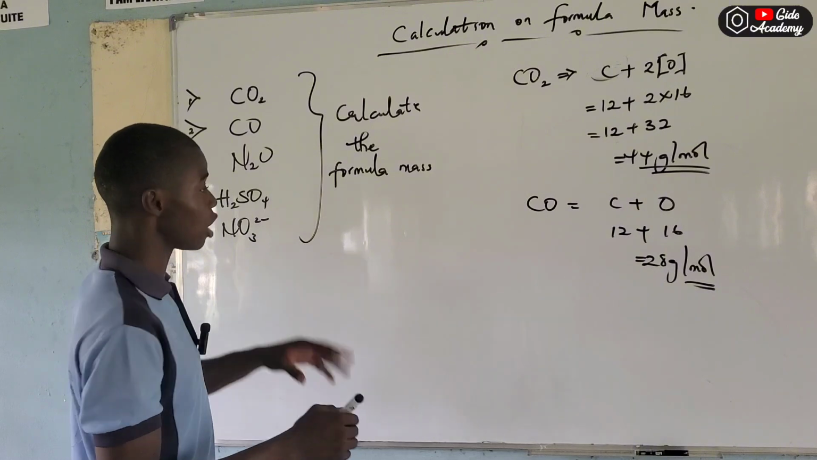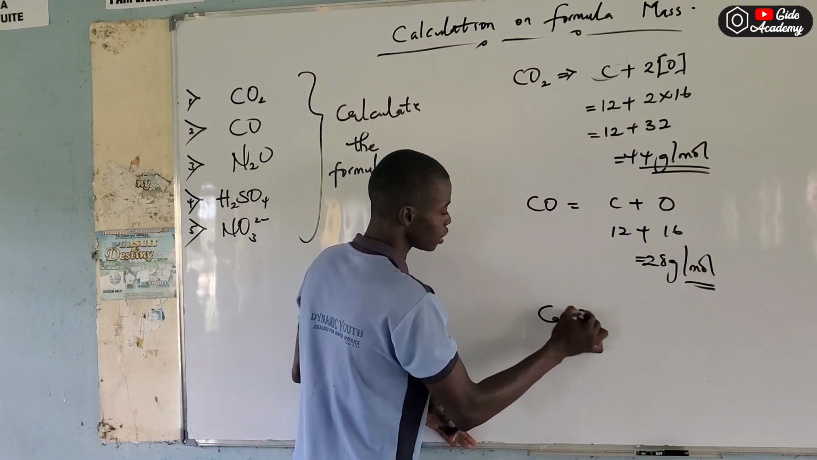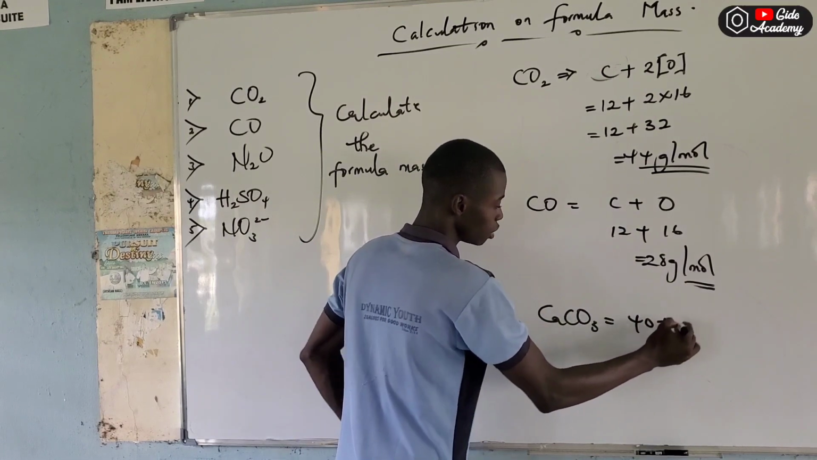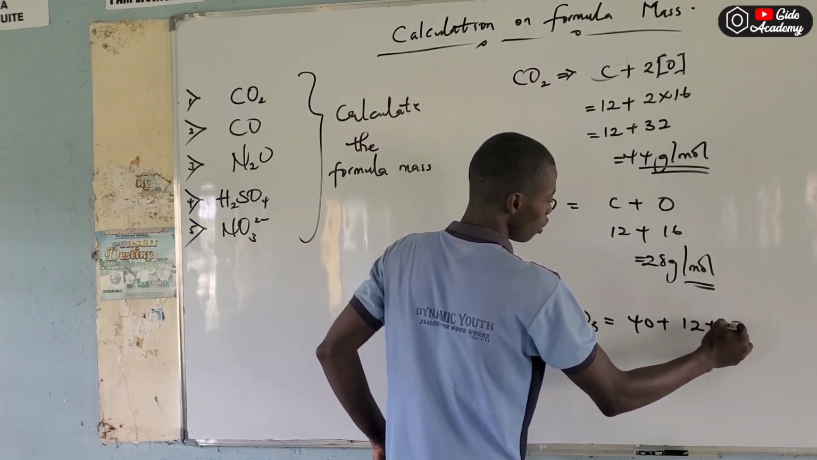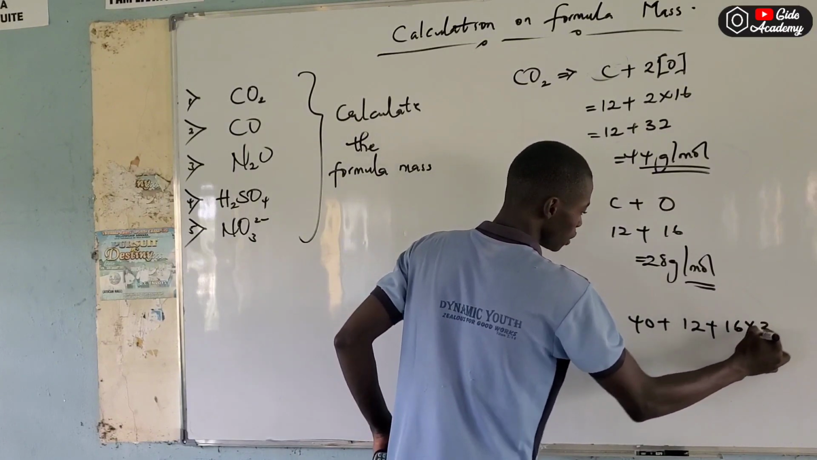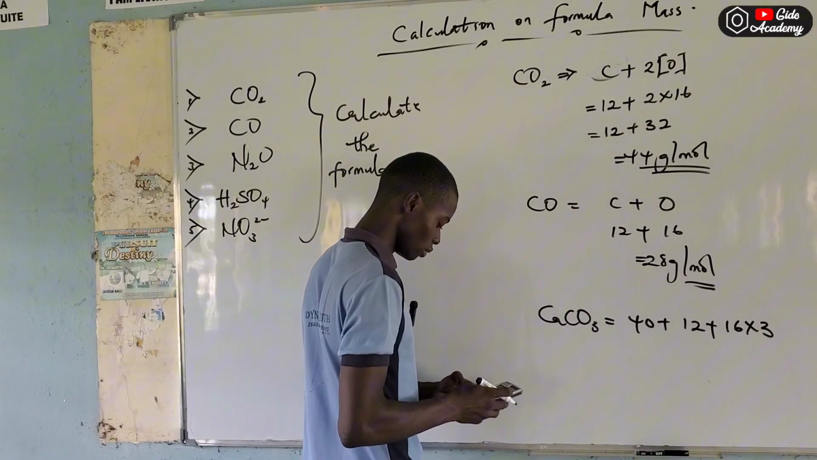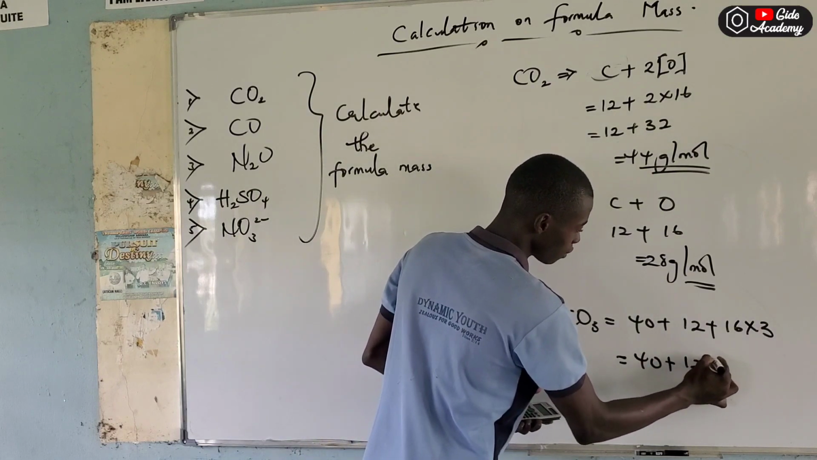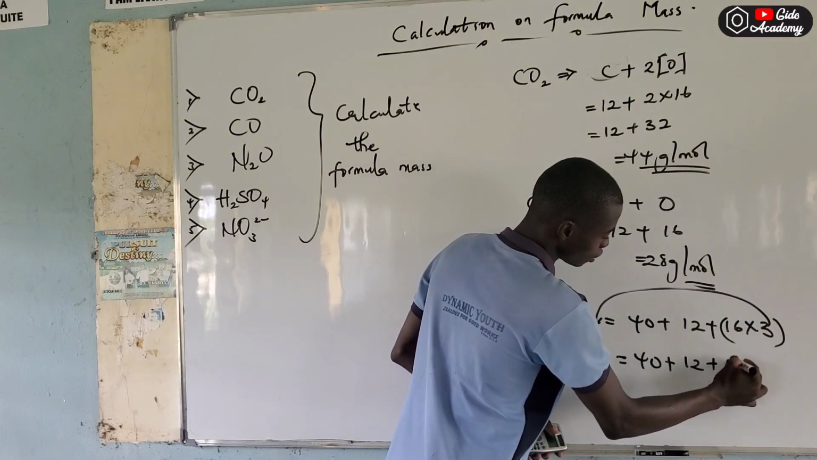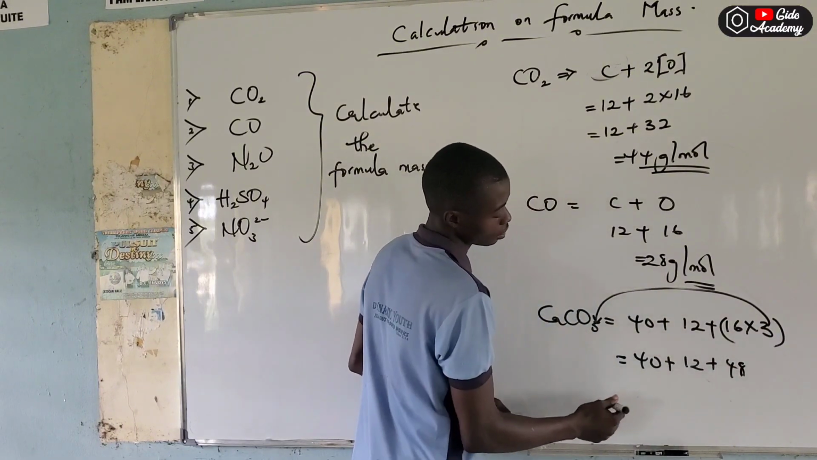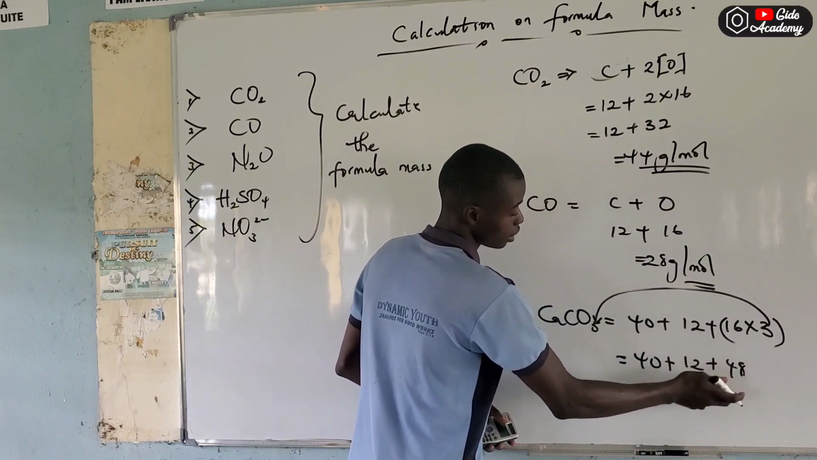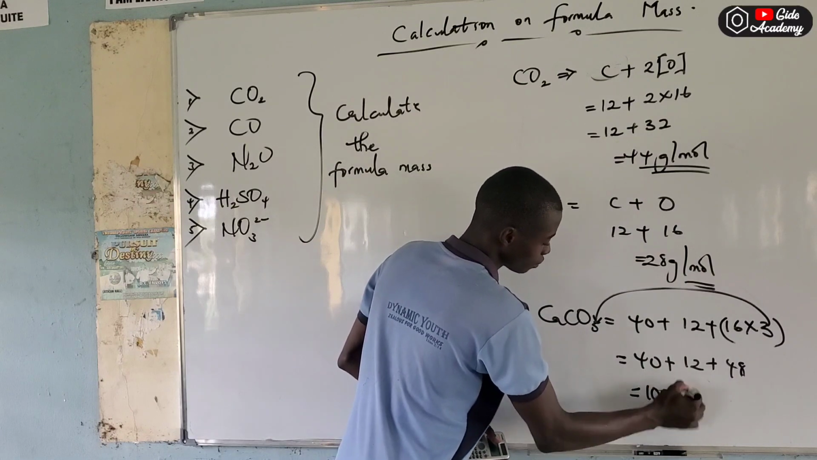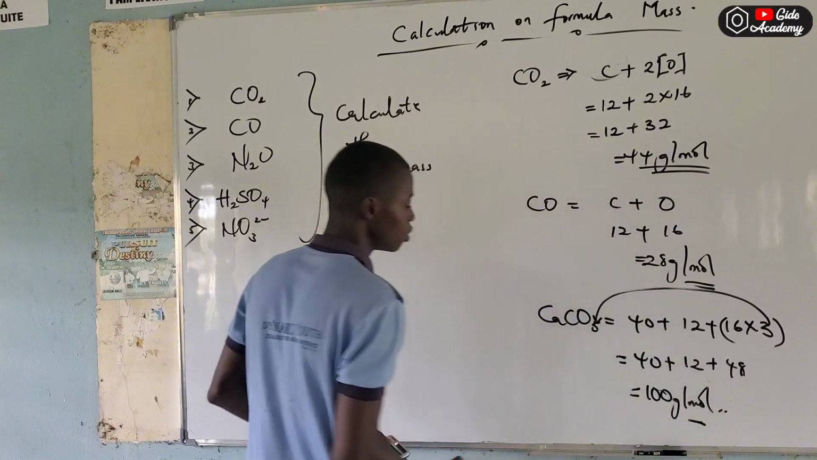Then a question might also come in this format for CaCO3. This is limestone. Calcium already is 40, carbon is 12, and oxygen is 16 times 3. So we have 40 plus 12 plus 16 times 3. So we have 48, then 12 plus 48 gives us 60. 60 plus 40, we have 100 gram per mole.